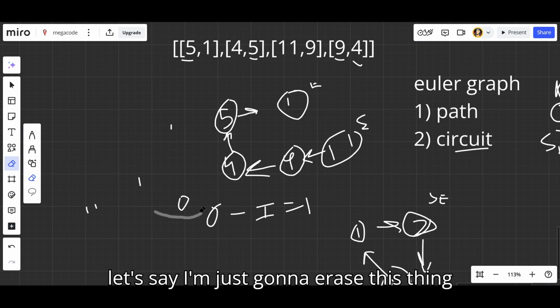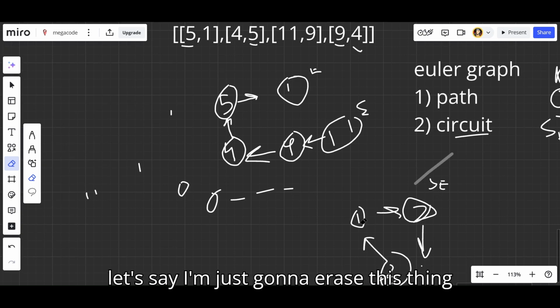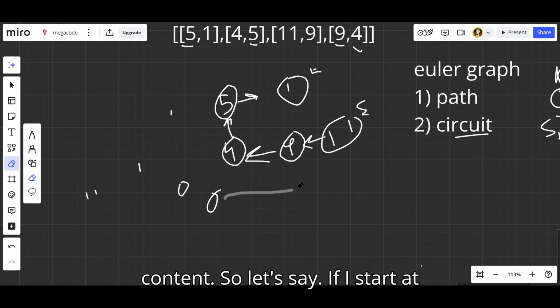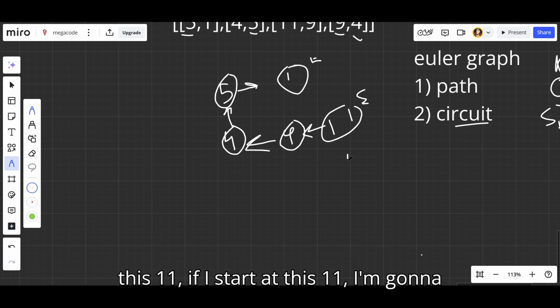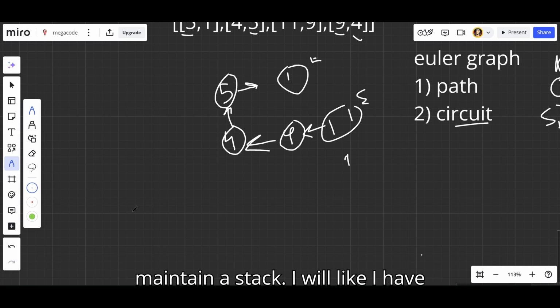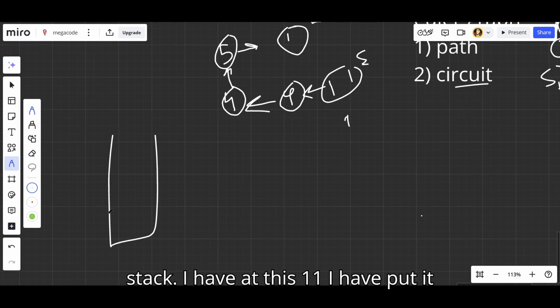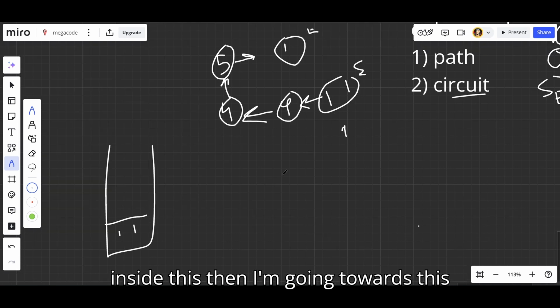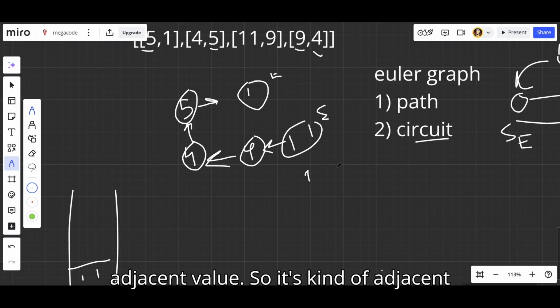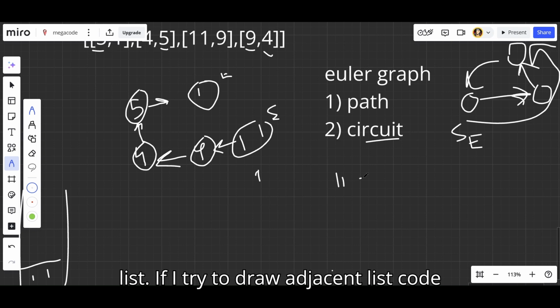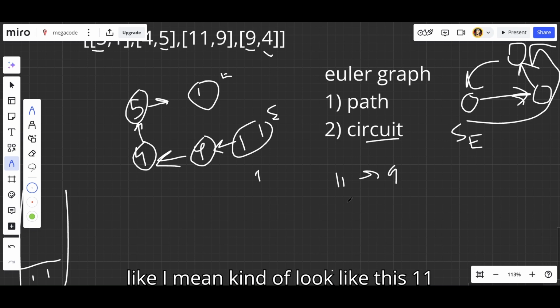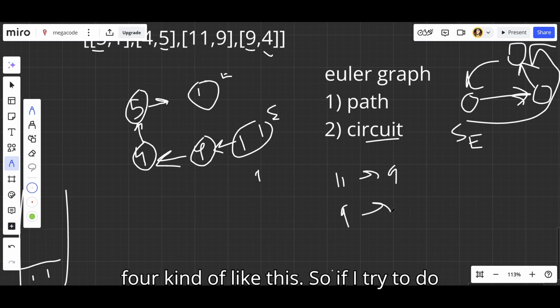So let me erase this to make some more space to write. Let's say I start at this 11. I'm going to maintain a stack. I put 11 inside the stack. Then I go towards its adjacent value, so it's kind of an adjacency list. If I try to draw the adjacency list, it would look like this: 11 connected to 9 and 9 connected to 4, kind of like this.